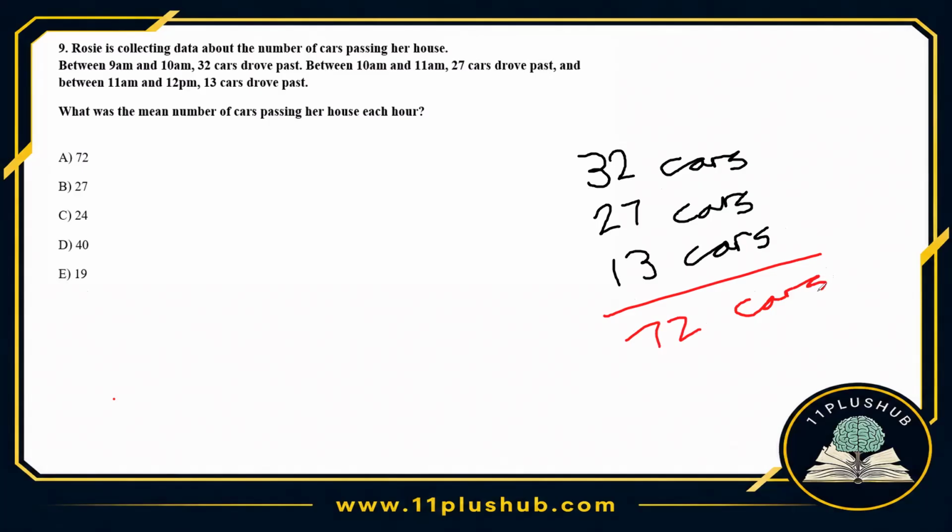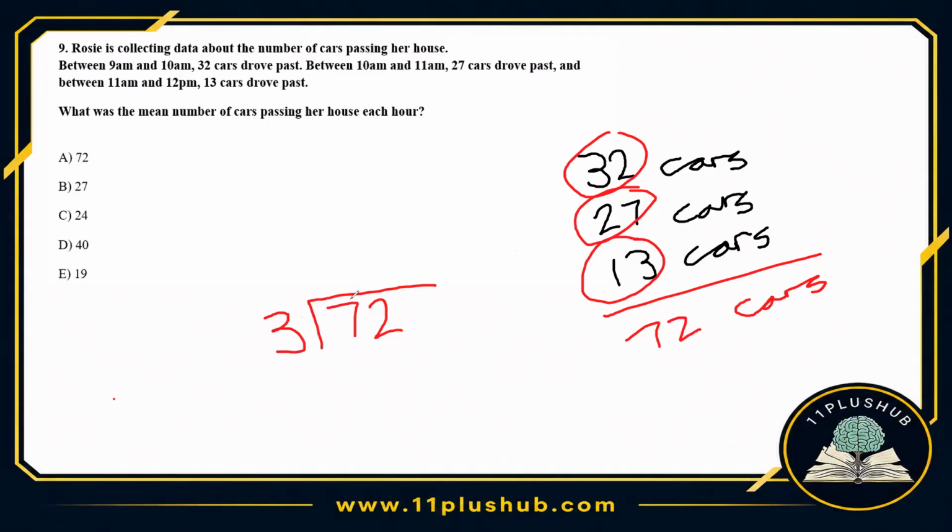So that's the total number of cars. And to find the mean, we need to get our total, which is 72. Let's put that over here. And divide that between the number of pieces of data that we had. We've got 3 bits of data, haven't we? 1, 2, and 3. So we do 72 divided by 3. So 3 into 7 goes twice with a remainder of 1. 3 into 12 goes 4 times. The answer is 24.